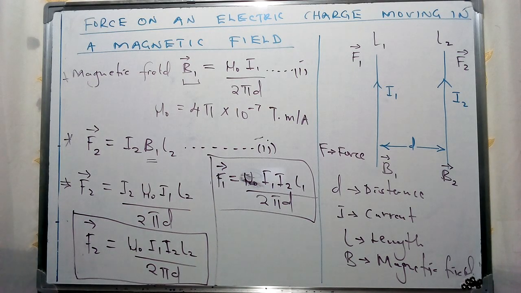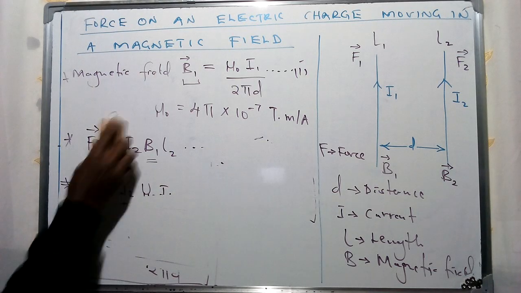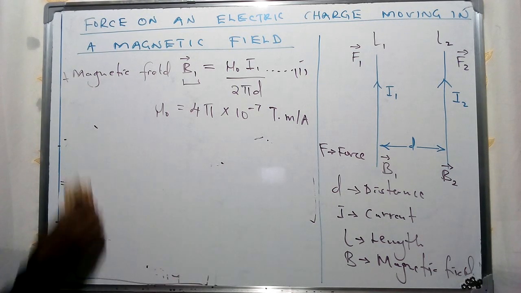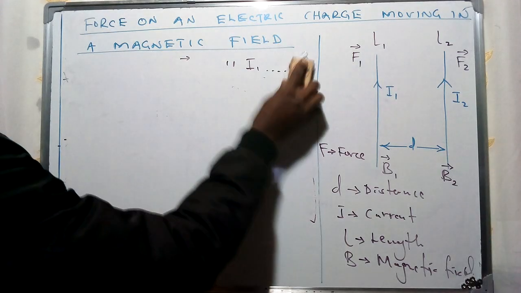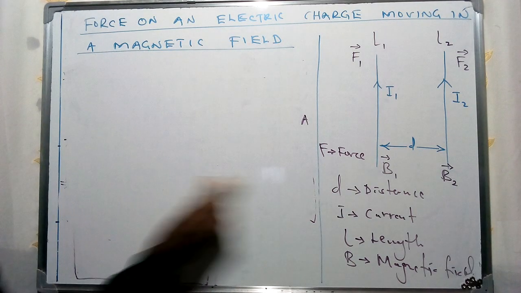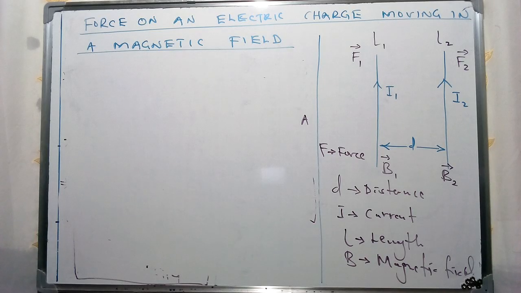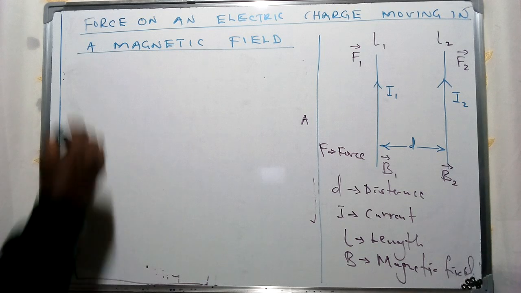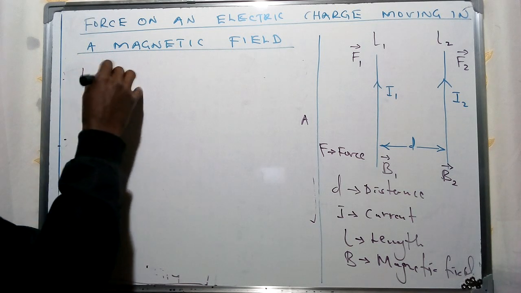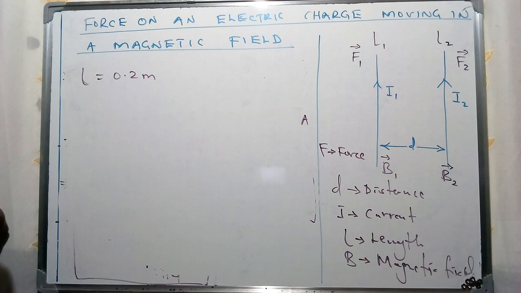Perhaps we can evaluate one or two examples which form the final bit of this discussion on the force on an electric charge moving in a magnetic field. In this case, we have a problem set, whereby I'm going to read the question, extract the information, and use it in our evaluation. Two wires of length 0.2 meters, so L1 and L2 are equivalent to 0.2 meters long.